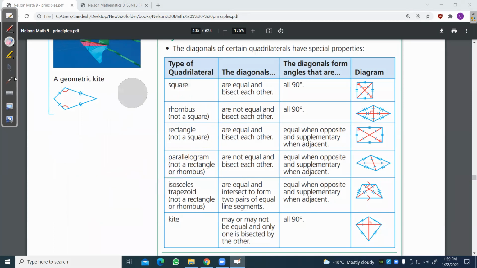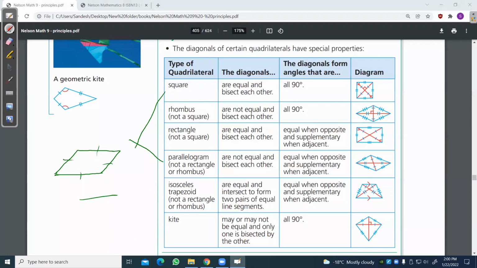Let's look at something we haven't looked at, which is a rhombus. What is a rhombus? A rhombus is a mix of a parallelogram and a square. That means all 4 sides are equal, but they're not 90 degrees. See, 1, 2, 3, 4. All 4 sides are equal, but they are not 90 degrees.